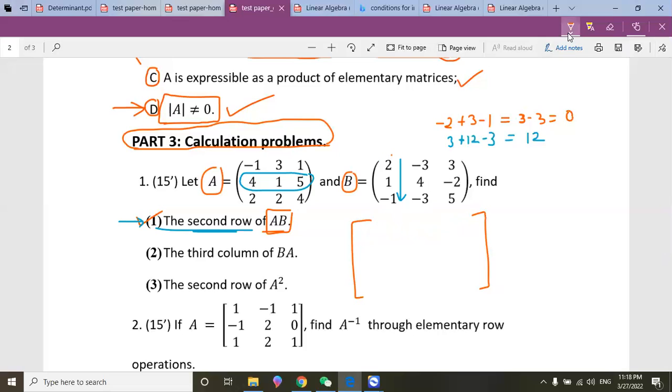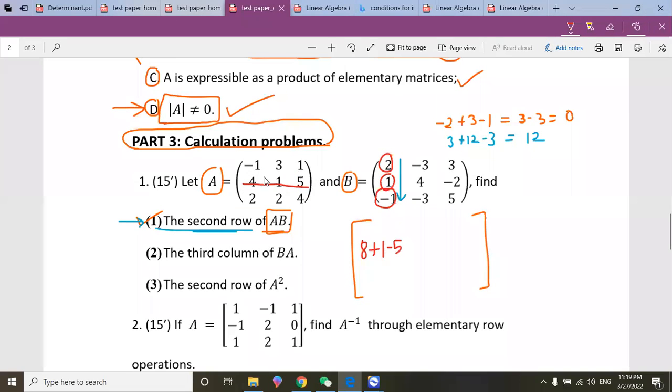Let me change the color. The first entry here is 4, right? So 4 multiplied 2 will be 8, plus 1 multiply 1, that will be 1, plus 5 multiply -1, that will be -5. Okay, guys, can you understand? We just go from left to right and then top to bottom. And let's go to the second column here. So again the same thing.